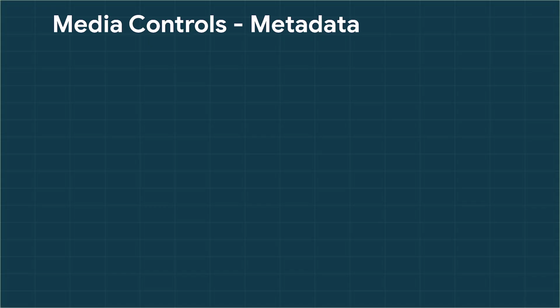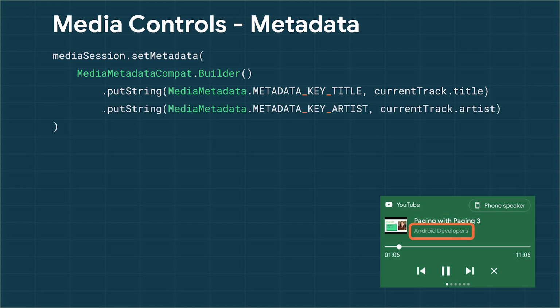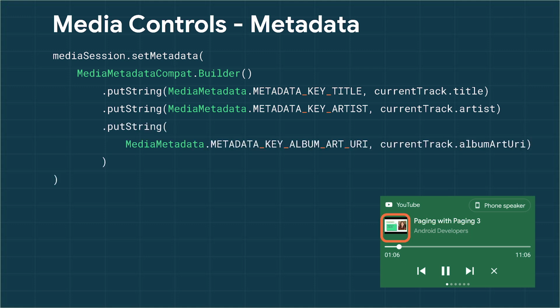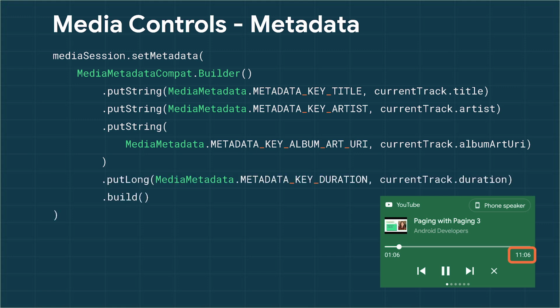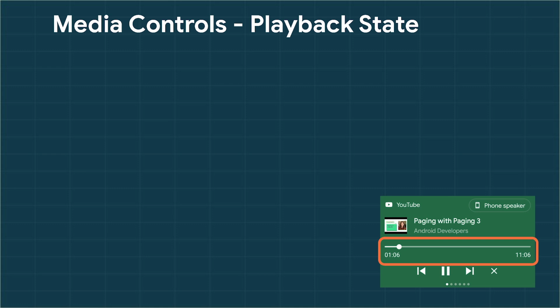First, let's take a look at the metadata. This is set using set metadata and can be constructed using a builder. There are four metadata fields which are displayed in the media controls. These are title, artist, although this could be used for the name of the TV channel or video series, album art, this could be a screenshot or hero image for video content, and lastly, duration. If the duration isn't set, such as for live broadcasts, then the progress indicator won't be shown on the seek bar.